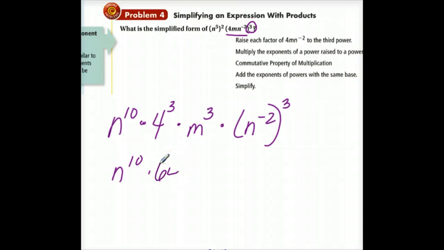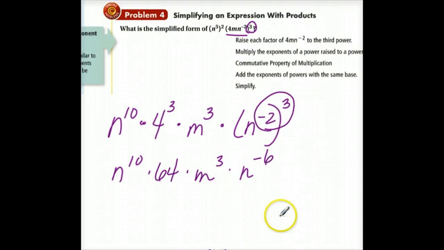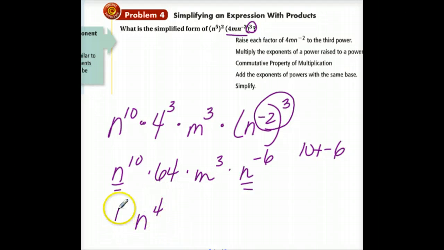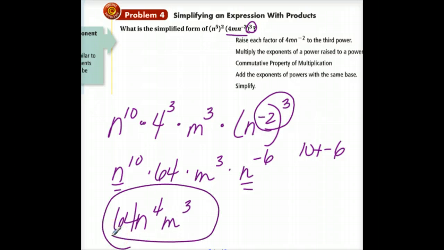That's 64. M to the 3rd. And then this one, n, when we have a power to a power, we can multiply these exponents. So this is going to be n to the negative 6th. Then I want to combine like terms. I have two factors with a base of n, so I'm going to add their exponents. 10 plus negative 6 is n to the 4th. 64 I'm going to put in front, and m to the 3rd. Here is our final simplified answer.